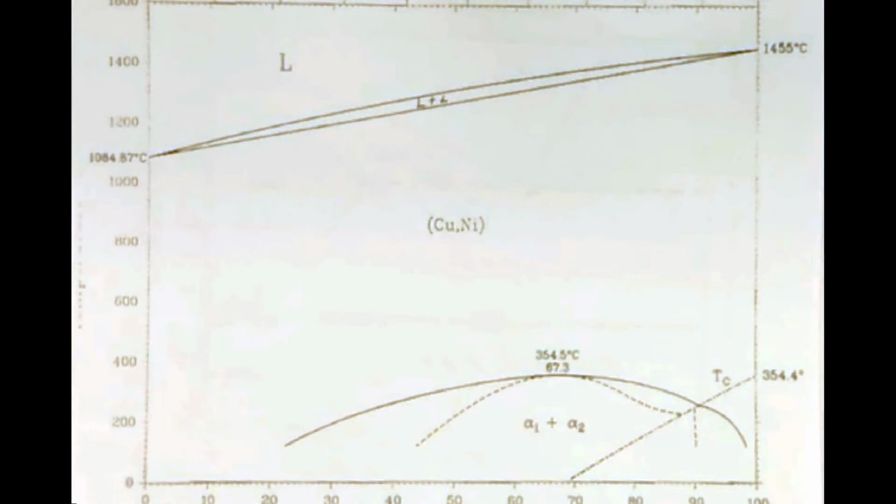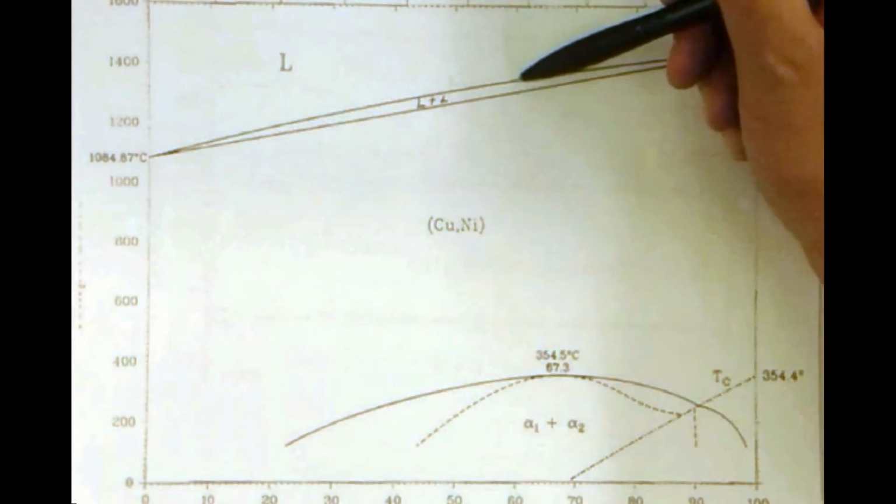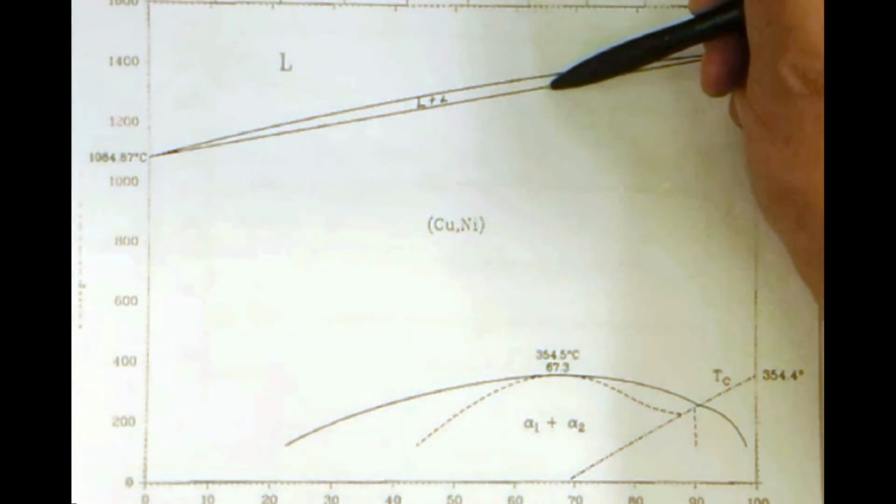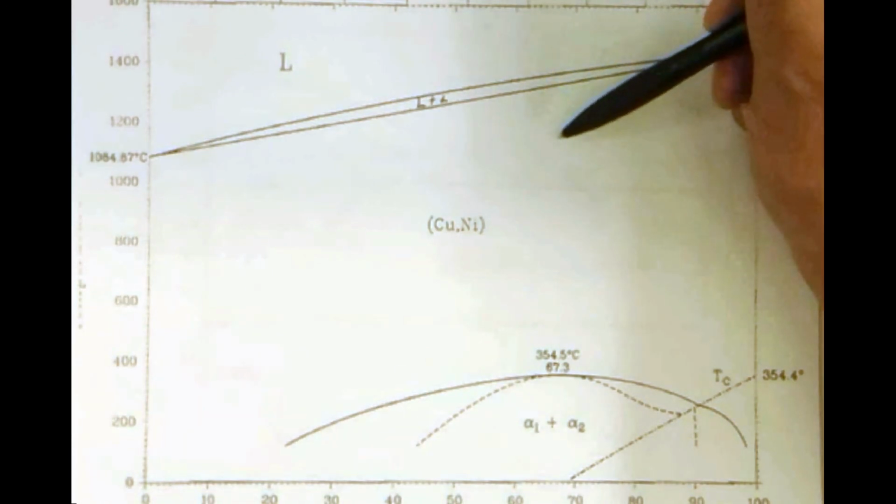The liquidus line is the lower limit of liquid phase and the point where solid starts to form. Everything above this liquidus line is liquid. This is liquid and alpha, and underneath is the solidus line. Everything under the solidus line is a solid material.